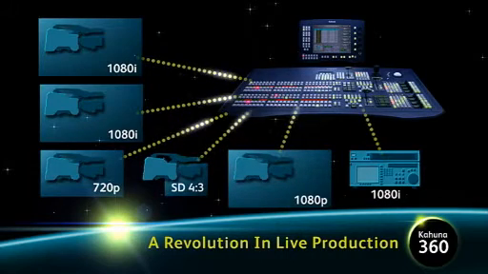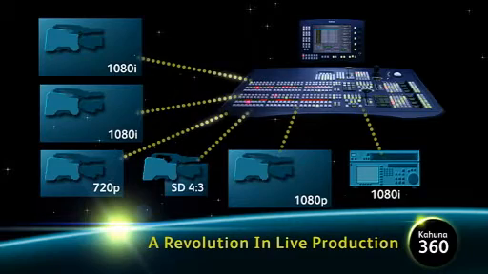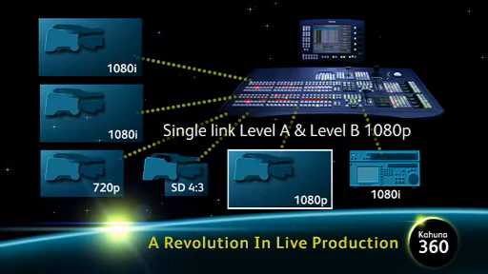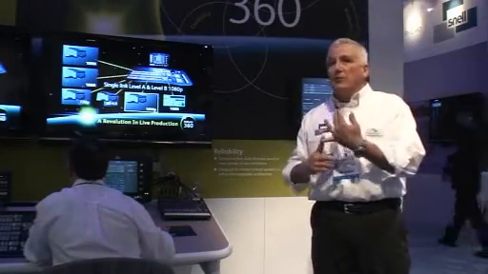Here's a typical configuration. Multiple camera and tape feeds in 1080i, 720p, SD 4:3, and even 1080p. And by the way, that's single link 1080p, both level A and level B. All of these are feeding directly into Kahuna 360, so we're mixing multiple formats, interlaced and progressive material, all into the same production.